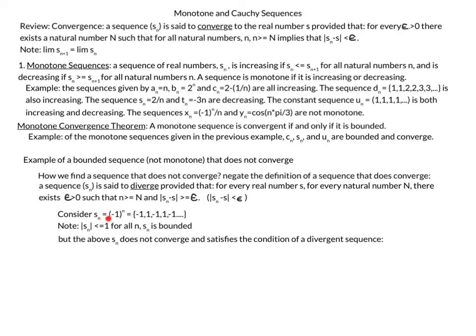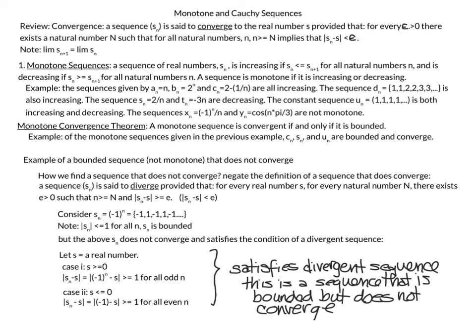We can consider Sn equal to (-1)^n, and that just alternates between -1 and 1. So you can see that this is bounded because everything is less than or equal to 1. It's certainly bounded, but you can see that it does not converge. So this satisfies the condition of a divergent sequence. And I've written that here. This sequence satisfies being bounded but not convergent.